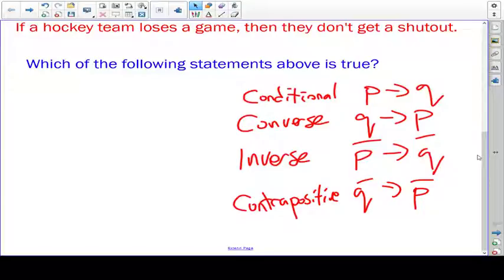exam study sheet. Now, the question, it's not really an example, but the question asks us, which of the following statements above is true? So we've got 3 statements above, not 4. We've got the conditional statement, the inverse and the contrapositive. What we're going to do now is assess whether each one of those statements is true.